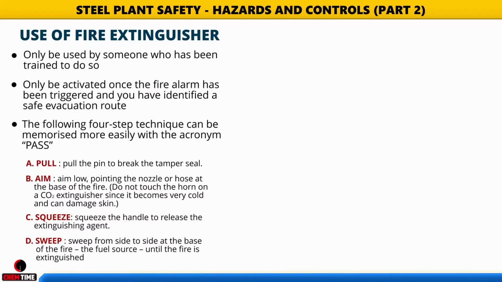Pull. Pull the pin to break the tamper seal. Aim. Aim low, pointing the nozzle or hose at the base of the fire. Don't touch the horn on a CO2 extinguisher since it becomes very cold and can damage your skin. Squeeze. Squeeze the handle to release the extinguishing agent, whatever it is. And sweep. Sweep from side to side at the base of the fire or the fuel source until the fire is extinguished.